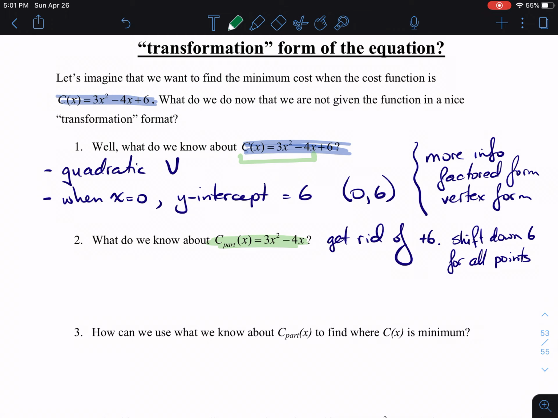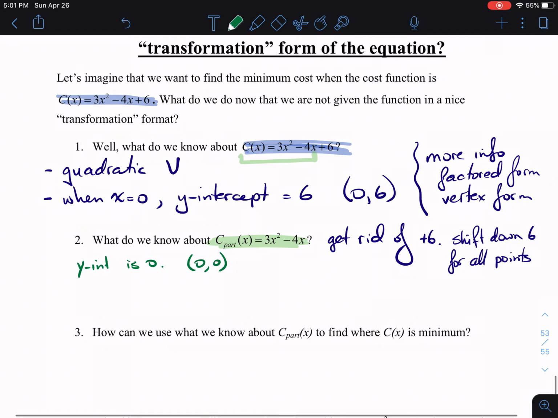So let's see what we have here compared to the original. So the partial, what do we know? We know that the y-intercept is 0, right? (0, 0). Okay, what else do we know? Could we find when this equals 0? When else does it equal 0? Maybe it's not just at (0, 0). It should cross the x-axis somewhere else too.